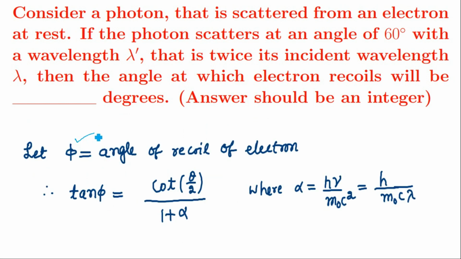If phi is the angle of recoil of the electron, then it is related with the angle of scattering by the following relation: tan phi is equal to cot theta by 2 over 1 plus alpha, where alpha is the ratio of incident photon energy to the rest mass energy of the electron. We know that nu is equal to c by lambda for a photon. Therefore this expression becomes h upon m naught c lambda.